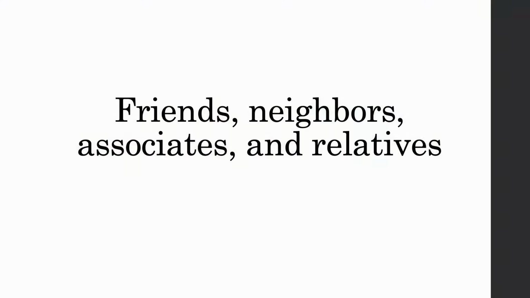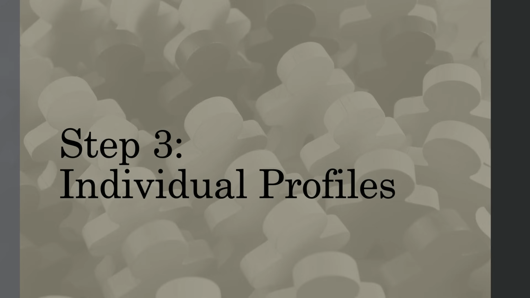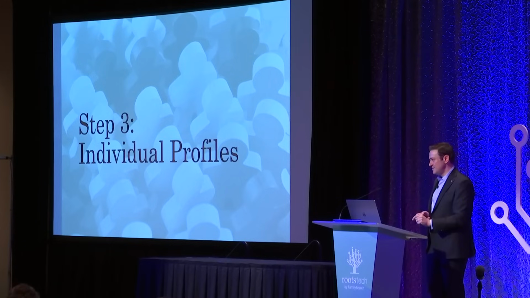And then there is the much broader question, the much more expansive issue of friends, neighbors, associates, and relatives, and this leads into our third step, which is the individual profiles. This is a process that requires patience and diligence, and your acceptance that you will be tracing ancestors who are not your own. They are others, and that's okay.